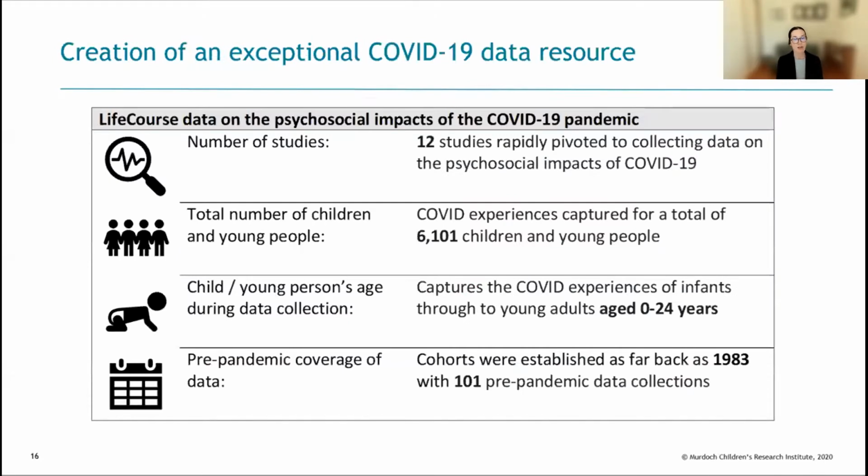Because of this collaboration across the cohorts, this has resulted in a really exceptional data resource for understanding the indirect and psychosocial impacts of the pandemic for children and young people. We had 12 studies that made that rapid pivot to collecting this information. And because of that collaboration across the cohorts, where there was this sharing of tools and new measurement approaches for capturing these COVID-related impacts, we actually have wonderfully aligned and harmonized data across those cohorts. They reflect over 6,000 children and young people, from infants right through to young adults.